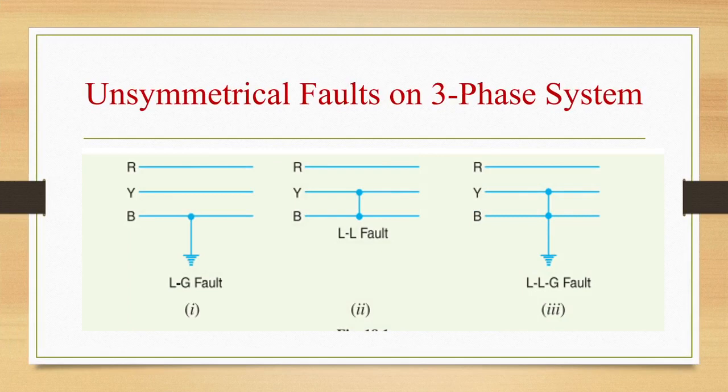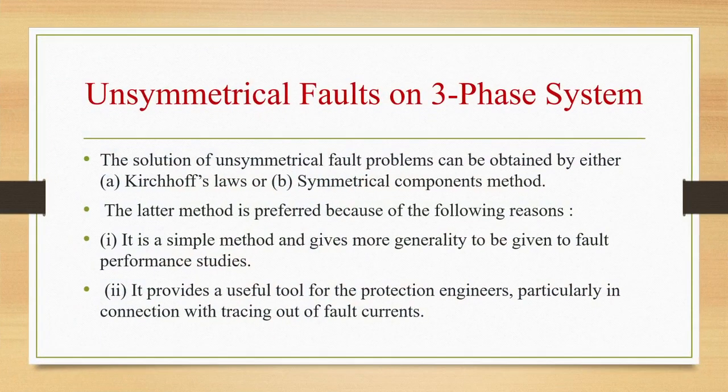Line to ground means between any R, Y, B line and ground. Line to line means what? Between RY, YB or RB. Double line to ground means between two lines and a ground. It can be between RY and ground, YB and ground, and RB and ground. So basically three unsymmetrical faults are there: line to ground, line to line, and double line to ground.